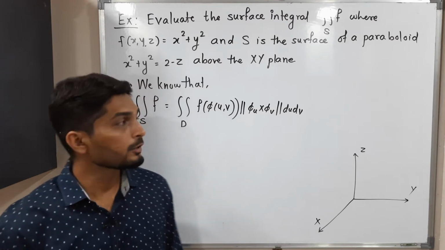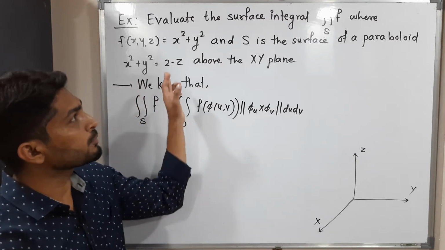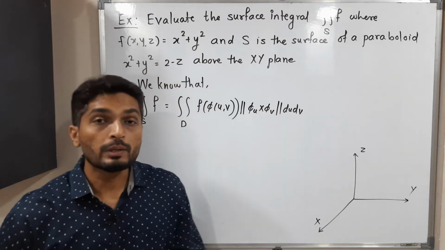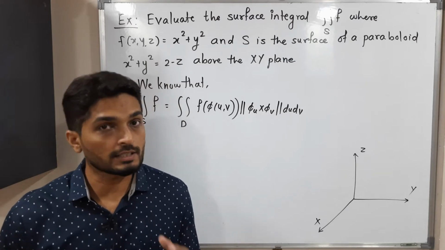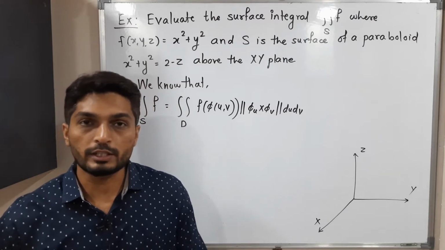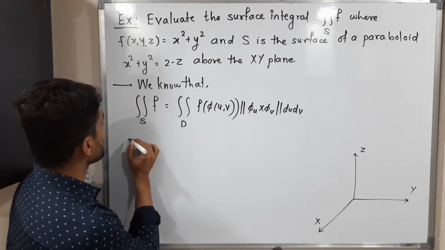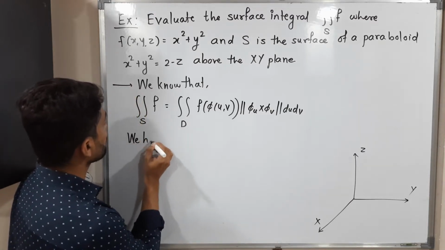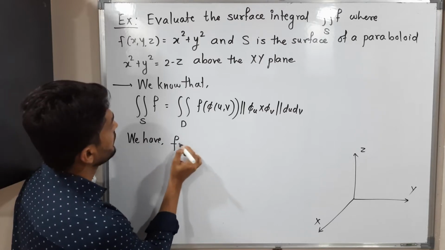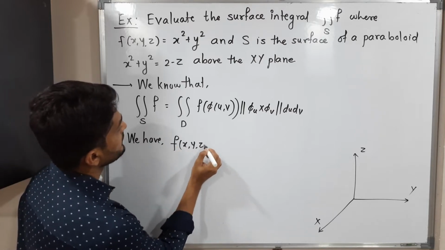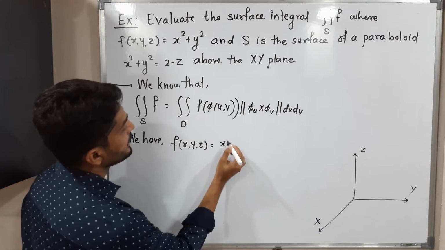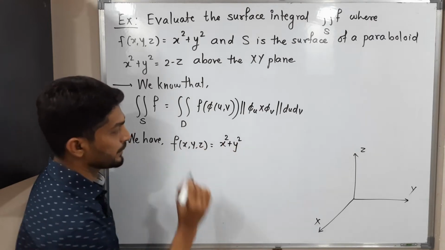So for that we need to have one function f. In this problem it is already given to us. We want the parameterization of surface S, that thing we have to find here. So let us start to solve this problem. I will write the given function first. The function we have is f of xyz equal to x square plus y square.